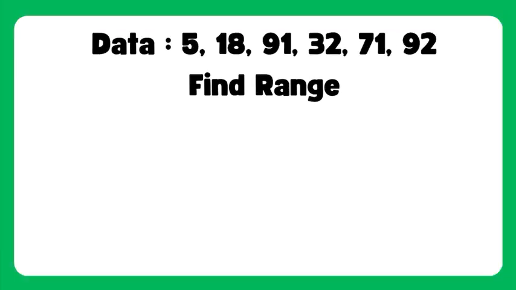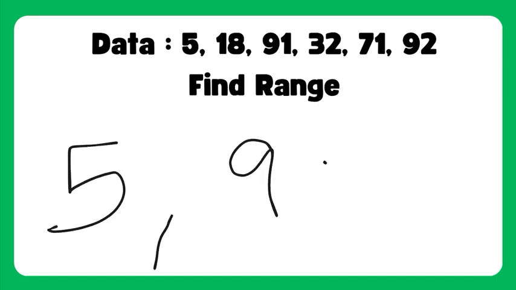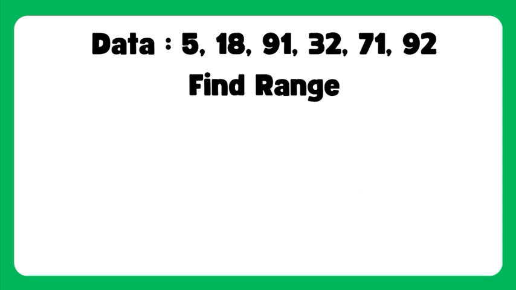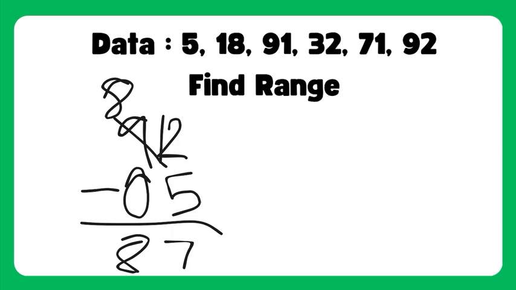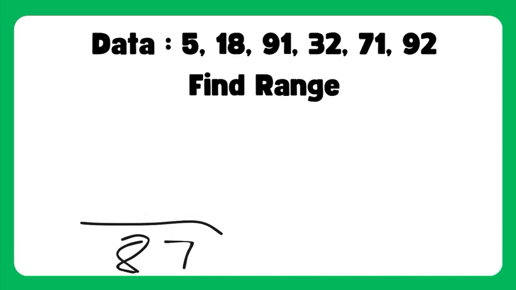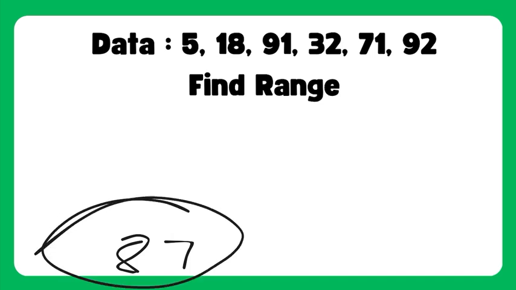Now we have this question. We have the data 5, 18, 91, 32, 71, and 92. The smallest number is 5 and the greatest number is 92. We're going to be doing 92 minus 5. So borrow, we have 12. So 12 minus 5 is just 7, and there's a 0 here. 8 minus 0 is just 8. So our answer is 87. So our range for this set of data is 87.